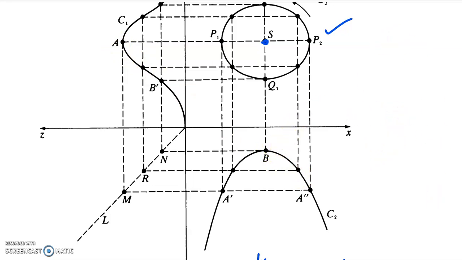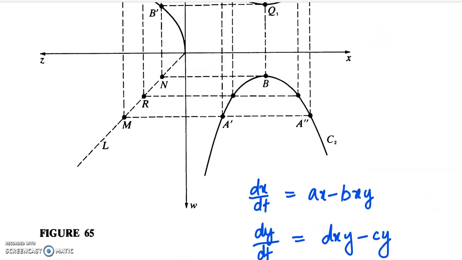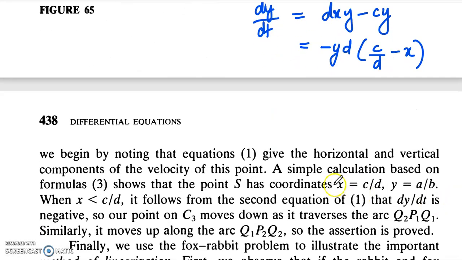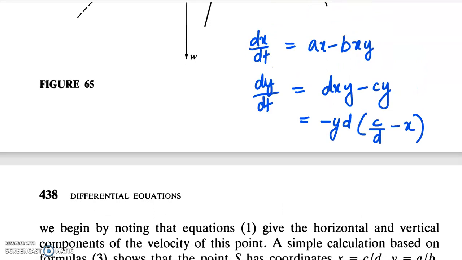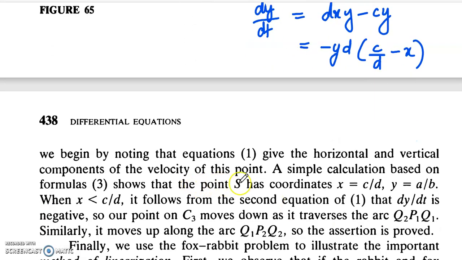Now by using that technique we obtain the coordinates of s to be x equal to c by d and y equal to a by b. So that is using the coordinates of maximum and minimum of the functions z and w. We will not be doing that, we will just prove that the direction is counterclockwise. For that we will use the coordinates of s. So s will have coordinates x equal to c by d and y equal to a by b.